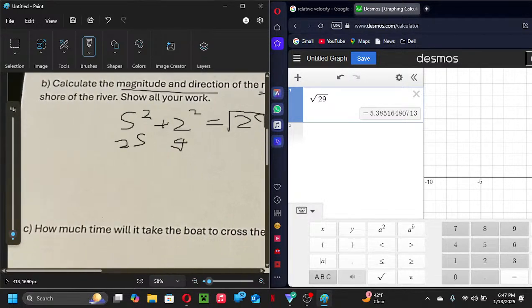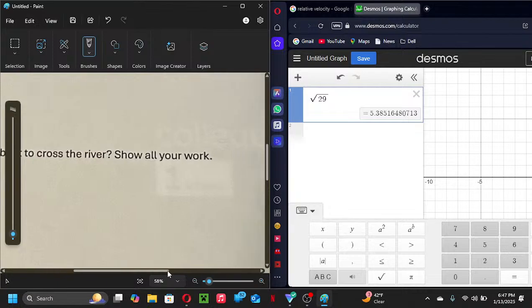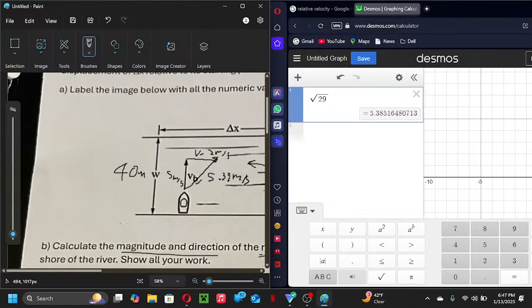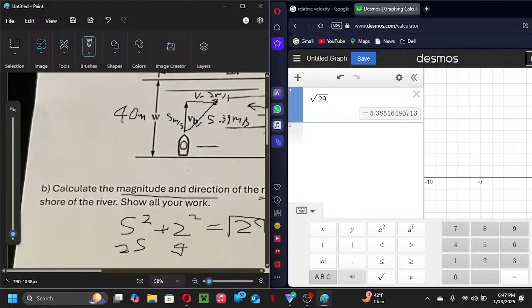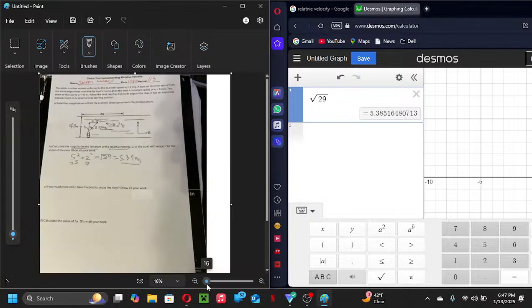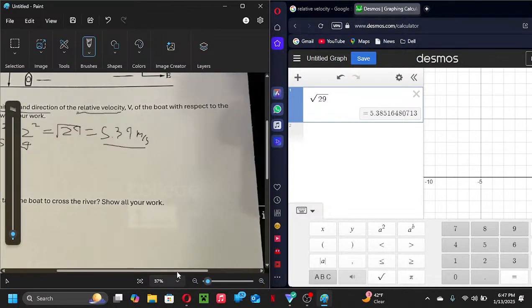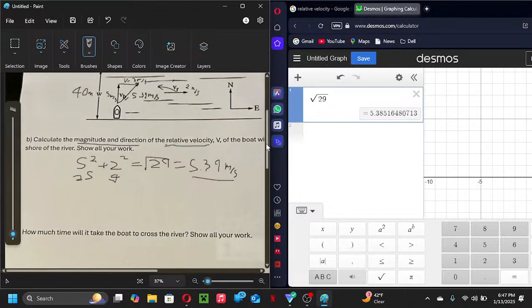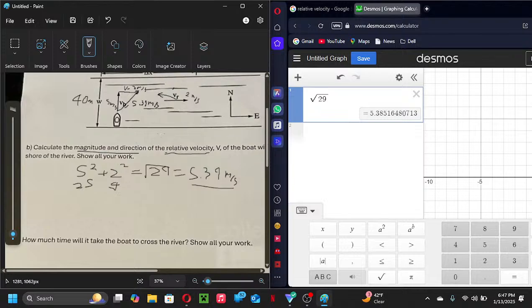With respect to the next question: how much time will it take the boat to cross the river? Show all your work. So it has to go forward 40 meters. We know that. Hold on, let me zoom out a little bit so we can see all this. Okay, so it has to go forward 40 meters. No matter what, the boat will go forward 40 meters at 5 meters a second, because that's how fast it's going forward.